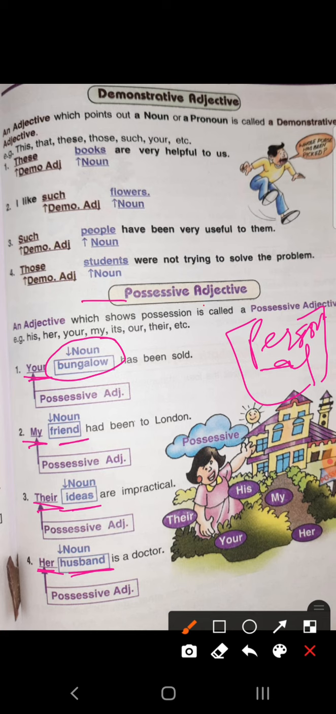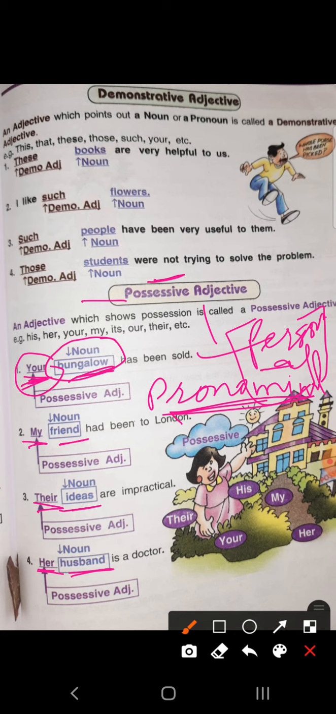These possessive adjectives are also called pronominal adjectives. Why pronominal? Because they are derived from pronouns, from personal pronouns. These are basically pronouns, but since they are used directly with nouns, they become adjectives, and their role is to show possession. That is why we call them possessive adjectives. But if we look at their origin, they come from personal pronouns.